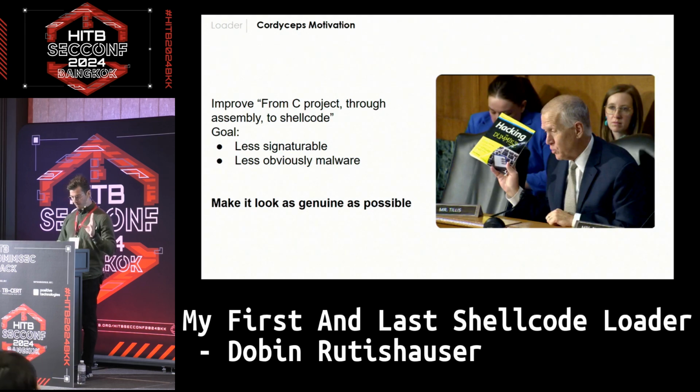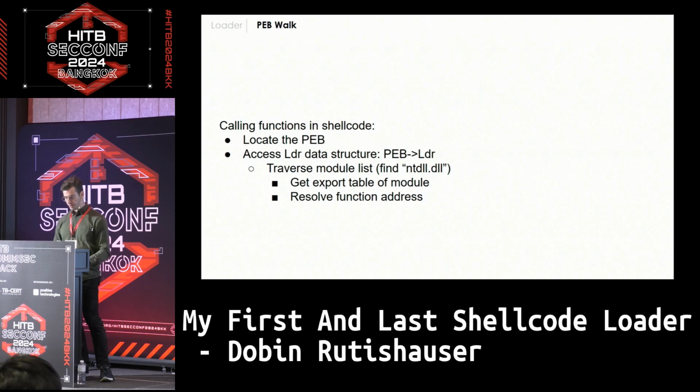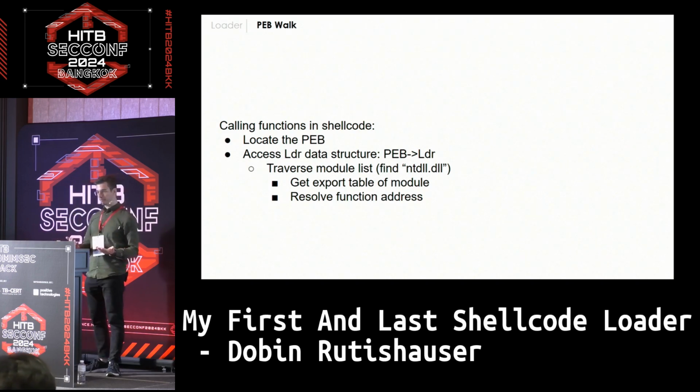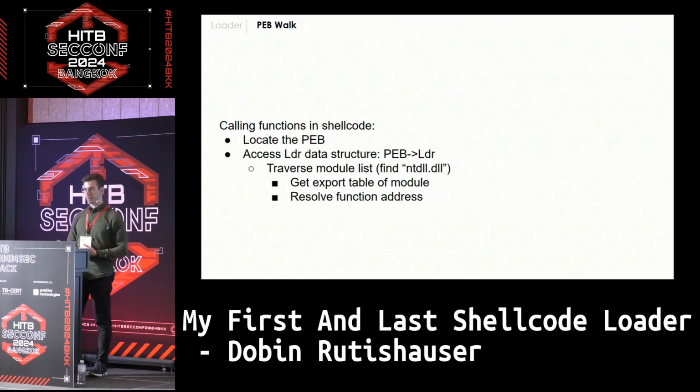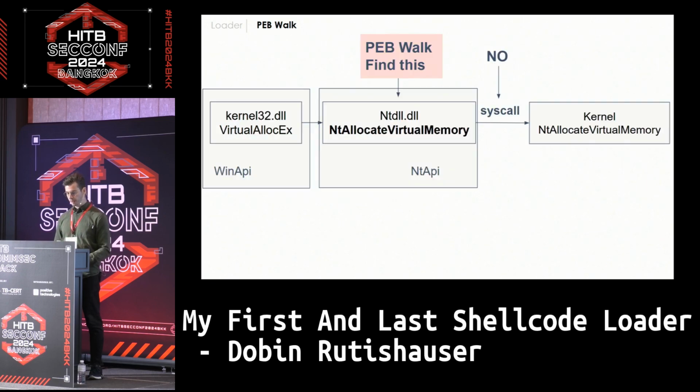So I wanted to do this, but the tutorial and some other things were a bit obvious that it's malware. I wanted to remove some indicators, basically. And this is what I then call the Cordyceps technique. In every shellcode on Windows, you need to do a PEB walk. So you need to parse the PEB and find ntdll, parse ntdll, find the function you want to call, like showing a message box, and then you can call this API function.